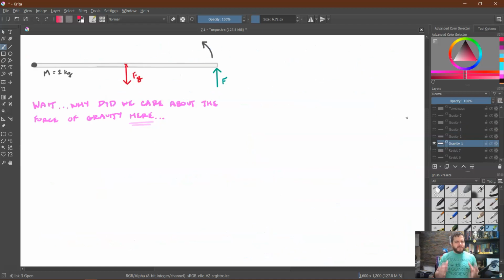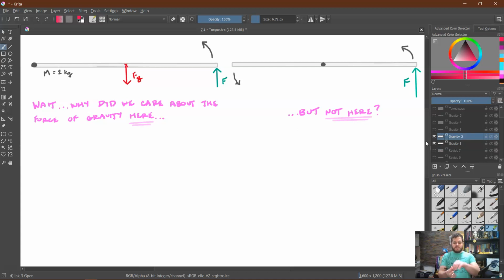But this is probably pretty confusing, because why did we care about gravity, or the force due to gravity, when we pushed at one end, compared to when we pushed in the center? When we dealt with the center situation, I didn't care about the force of gravity on this rod at all. So why did that matter?